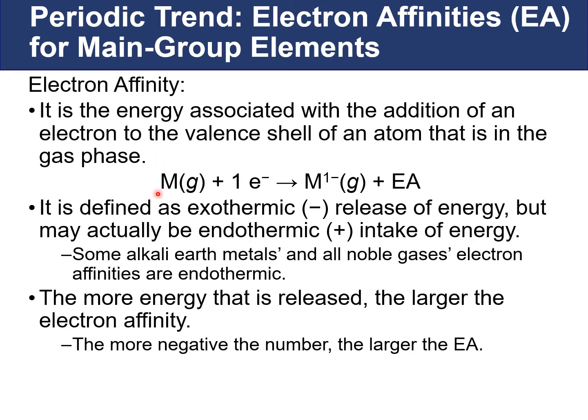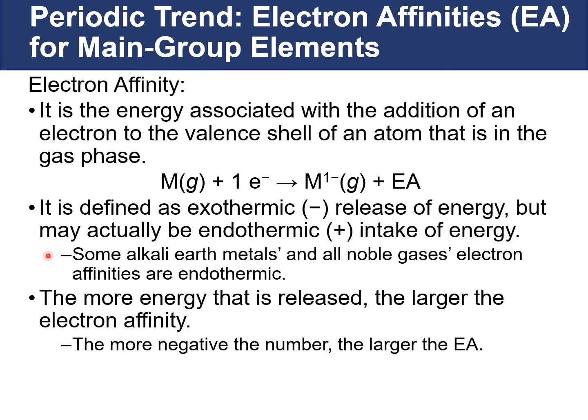So again, we're starting with the neutral atom, but this time instead of having the electron as a product, we're having the electron as a reactant. So we are adding the electron to the neutral atom in the gas phase to give us the anion, the negatively charged ion, and we are releasing, in general, some energy. So the electron affinity is defined in an exothermic term. So energy is coming off, so it is the release of energy, but there are some atoms that will be endothermic, which will require an intake of energy.